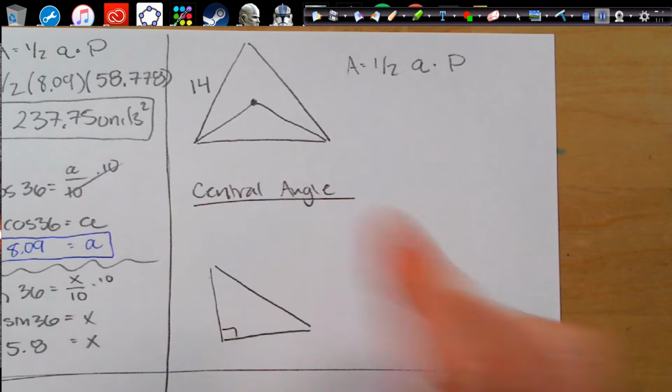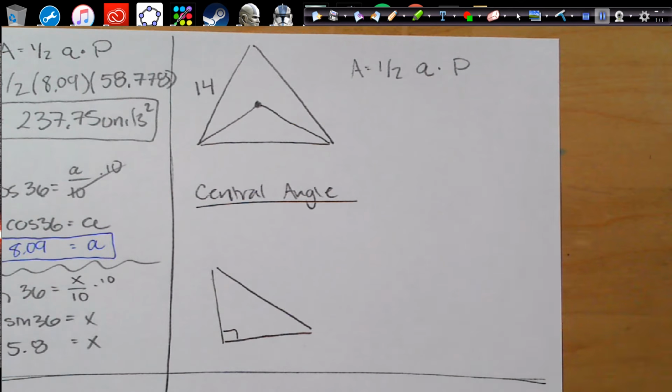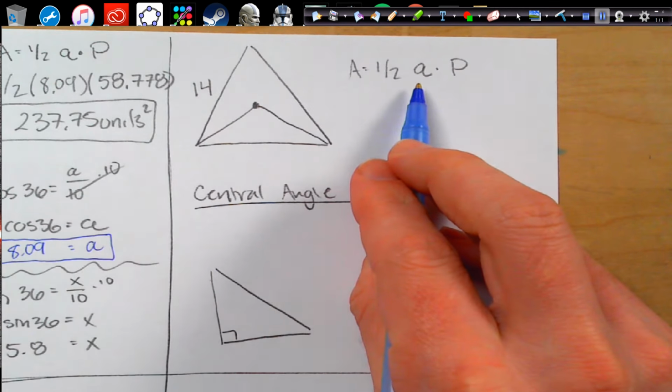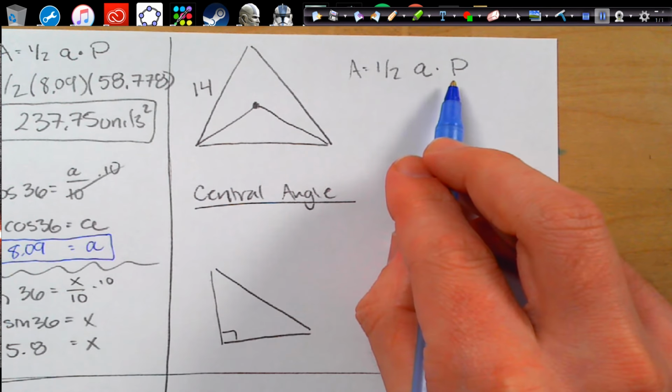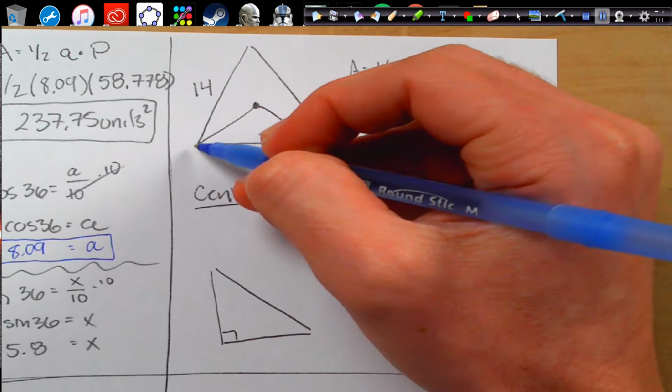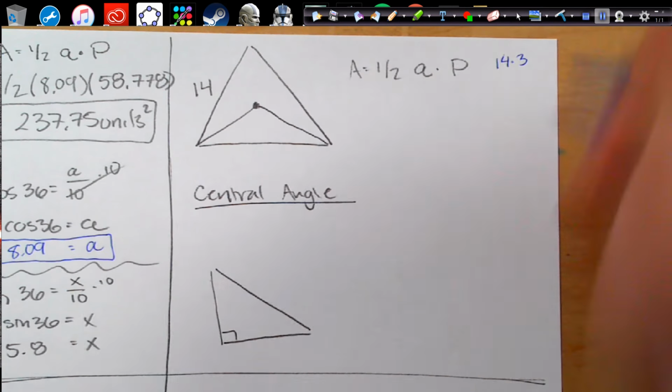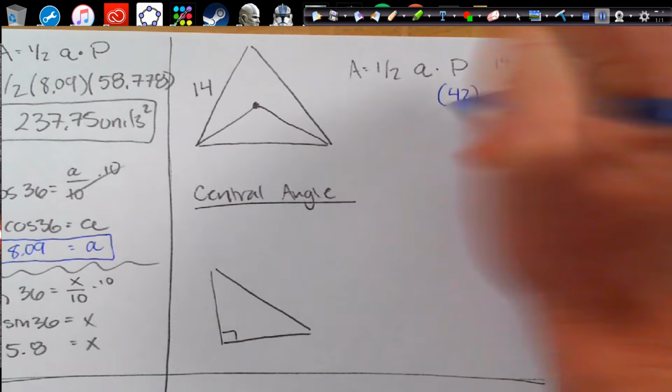Number 2. Do I have my apothem? Nope. But can I find the perimeter? Yep. 14, 14, 14. So I can just do 14 times 3, which is going to give me 42. So I have my perimeter.